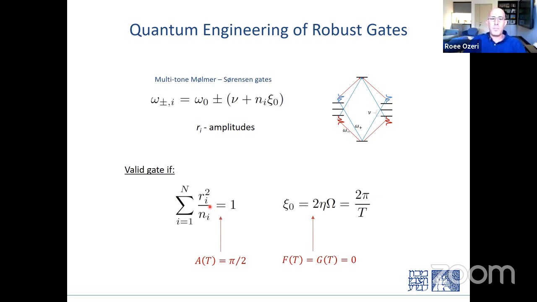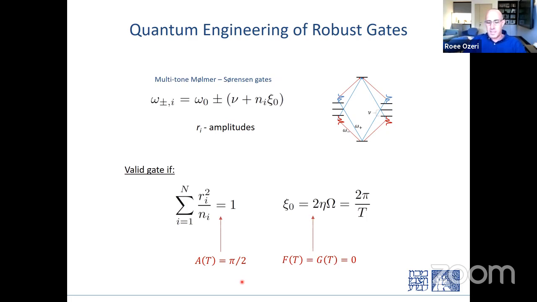It's rather easy to see that we can still drive a gate this way, provided that at the end of the gate the trajectory that we drive closes, and that translates into a condition on this psi naught. That psi naught has to be 2 pi over the gate time. As long as I'm using multiples of this fundamental frequency unit, I'm fine. And I'm still fine regardless of the shape of the path that I traverse through phase space, as long as the area that I accumulated is pi over 2. A condition on the area says that the sum of the amplitudes squared of all these tones, divided by the tone integer, has to be equal to one. As long as I fulfill these two requirements, I have a valid entanglement gate.